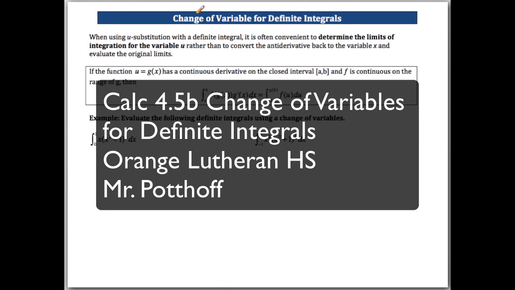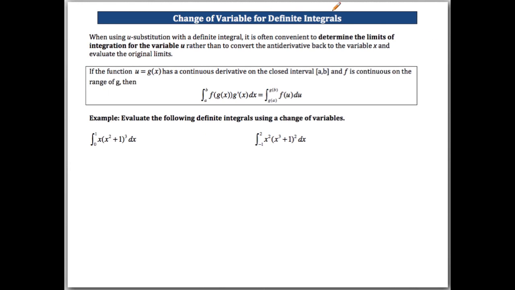Alright, next we're going to talk about a change of variable for definite integrals, and you're going to use this when you use u substitution. So when using u substitution with a definite integral, it's often convenient to determine the limits of integration for the variable u rather than to convert the antiderivative back to the variable x and evaluate the original limits.